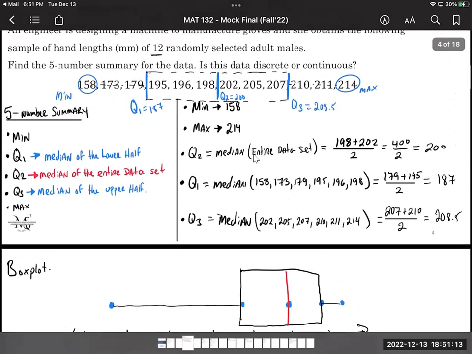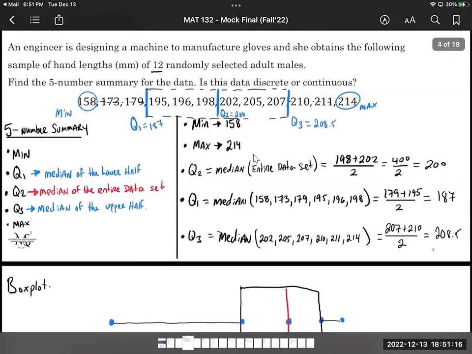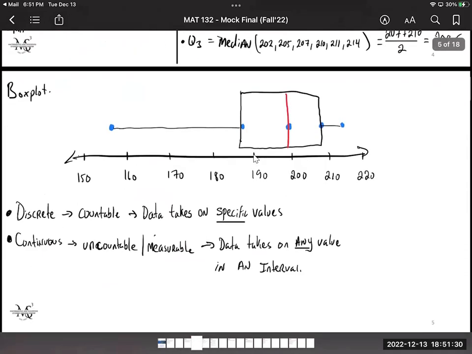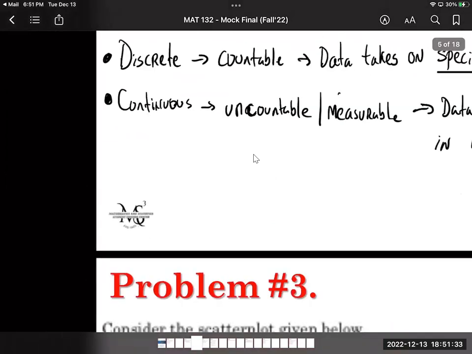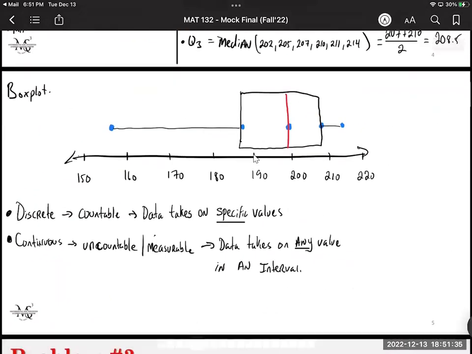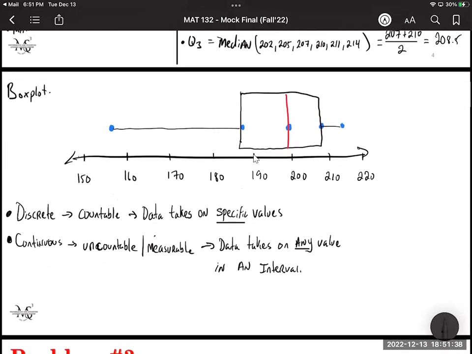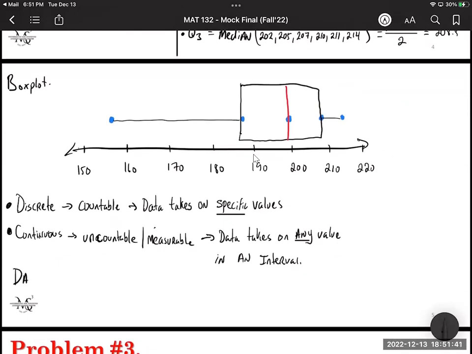So let's look back at our data set here. What was our data set talking about? For example, the numbers 158 all the way to 214, what type of numbers do they represent? Hand sizes, like measurements? Millimeters. Yeah, it's the hand lengths, right? So in this problem, our data was the hand sizes, the hand lengths, which were given in units of millimeters.